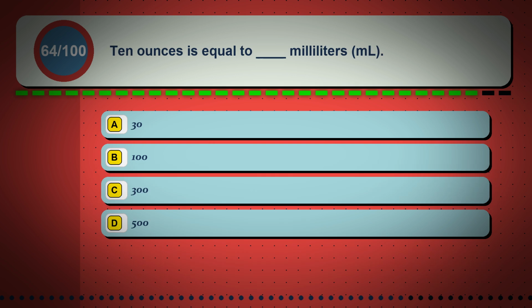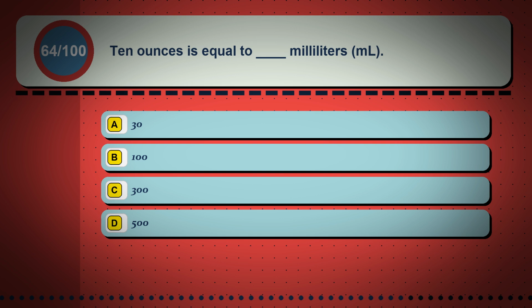Question 64. 10 ounces is equal to blank milliliters, ml. Option A, 30. Option B, 100. Option C, 300. Option D, 500.